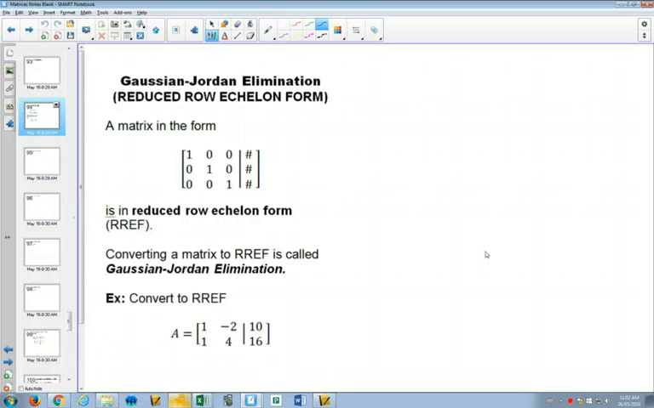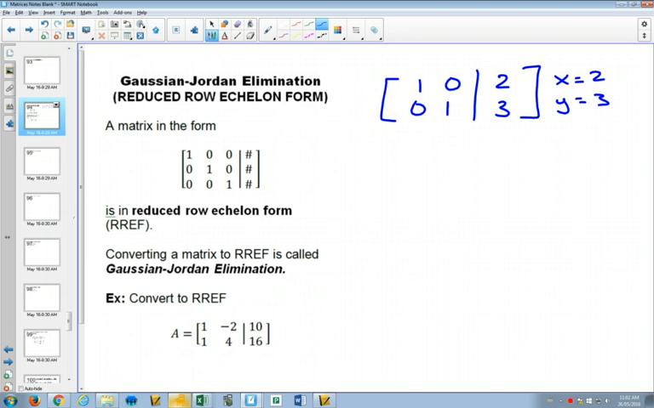Now, whereas Gaussian elimination got just the bottom left-hand corner to all be zeros, the reduced row echelon form, or the Gauss-Jordan elimination, also gets zeros in the top right-hand corner and makes the diagonals all 1. So if we imagine an augmented matrix that was a 2 by 2, and you had this as your result, if you got it into reduced row echelon form, you would know right away from here that x is equal to 2 and y is equal to 3.